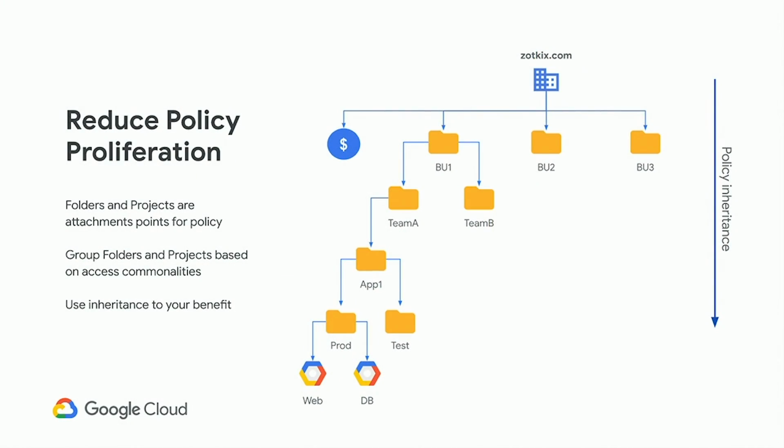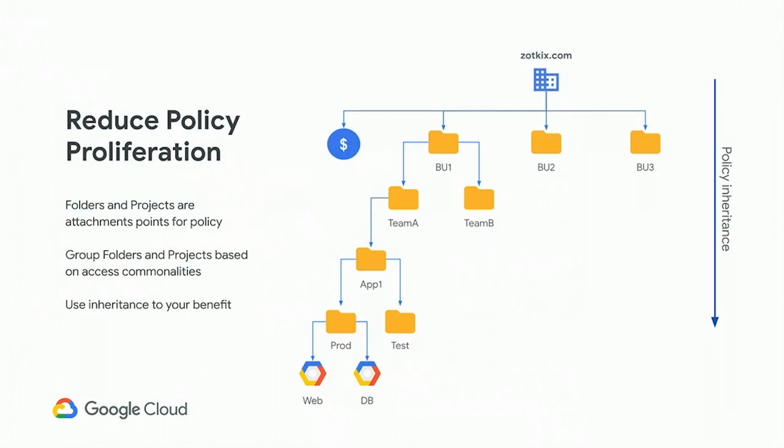Since we know that Zotkix is a large company with multiple business units that operate for the most part independently, we can make that our first layer of folders. We've got your 3 business units up there. Underneath that, let's say potentially 1 folder per team. Below that, a folder for an app. Below that, a folder for an environment. The benefit to arranging things in this manner is that Zotkix can significantly reduce the number of policies they need to manage, while also maintaining the desired isolation they want between their business units, their teams, their applications, and their environments.